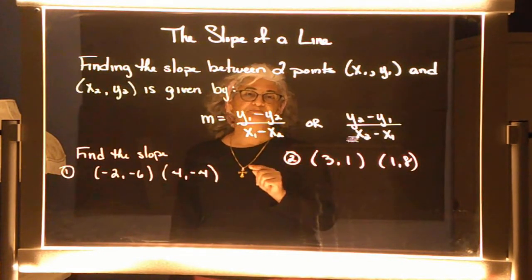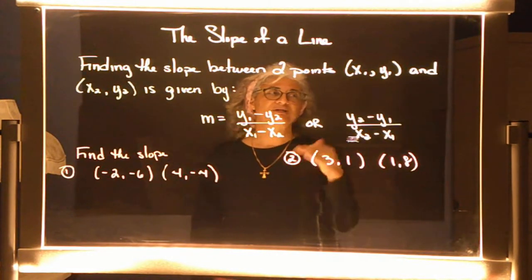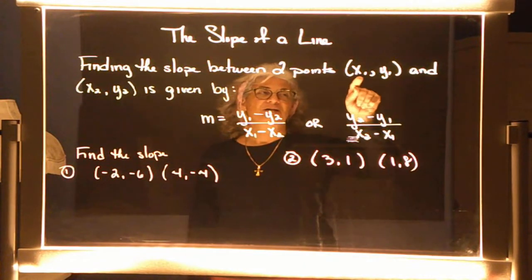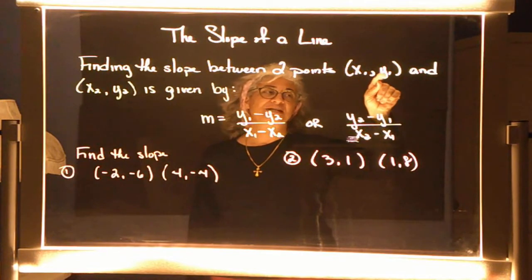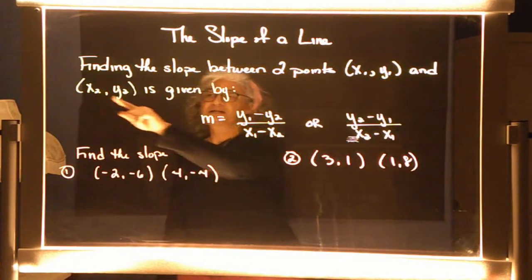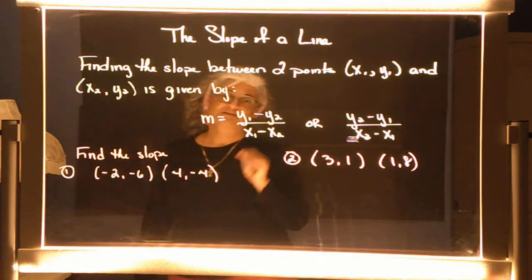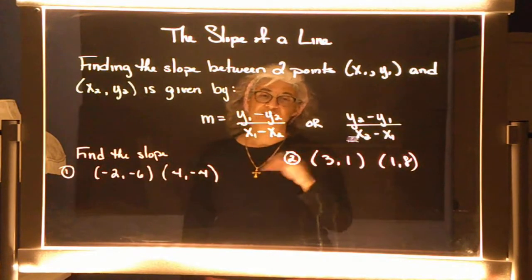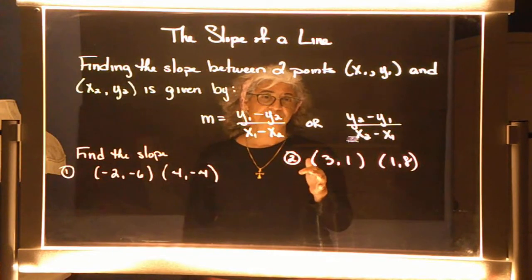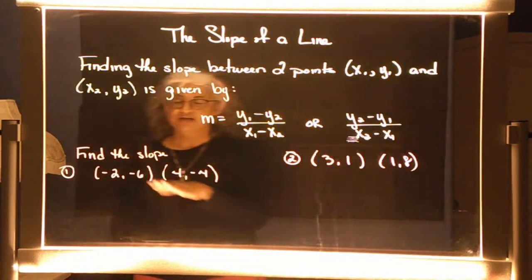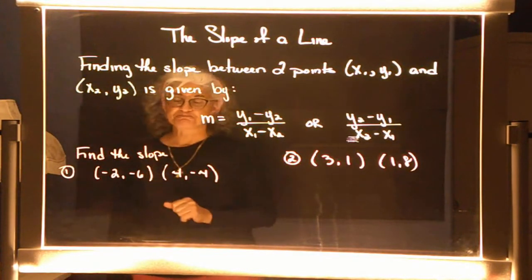Got it? Okay, now some of you are going, what's this sub 1 and sub 2 stuff? When you see these little subscripts, that tells me that's the first x, that's the first y, the second x, and the second y. Cool? That's all it means. First x, first y, second x, second y. Good? Okay, so let's look at a couple of examples. They're asking us to find the slope here.